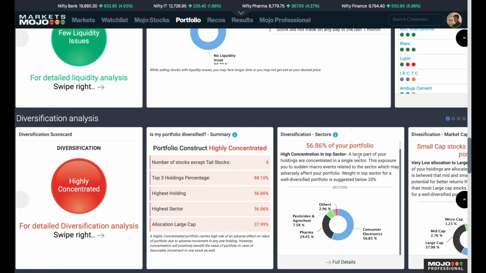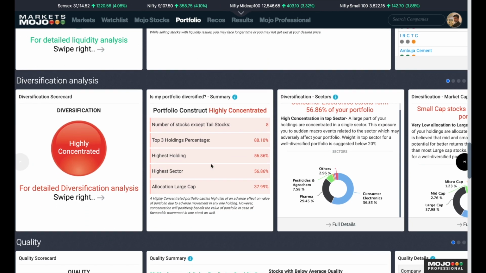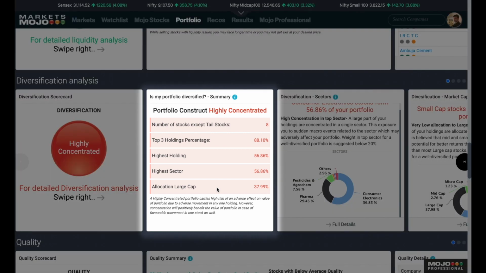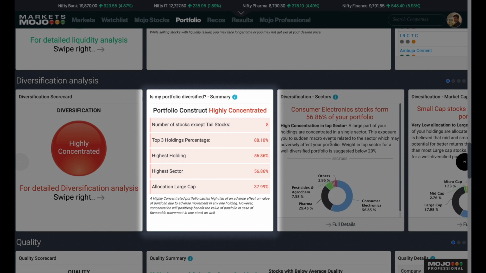In the next panel, we analyze how well your portfolio has been diversified. The construct looks highly concentrated. As you can see, the top 3 holdings form 88% of your portfolio and the highest holding is 56.8% itself.